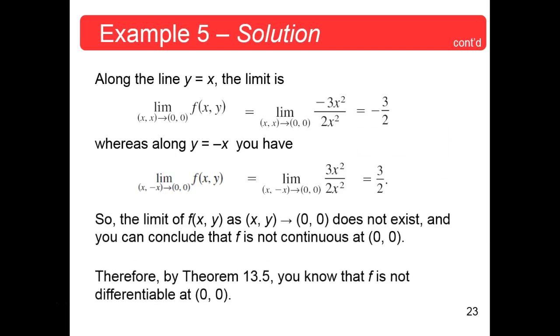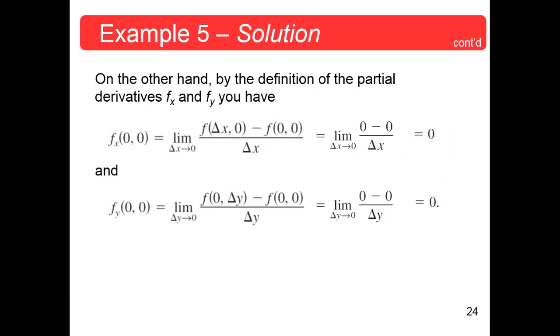And that's, on the other hand, by definition of the partial derivatives, going back to the definition with the limit, as long as that delta x in the denominator and delta y in the denominator are not 0, just approaching 0, then both of these are 0. Okay? So the partial derivatives do exist, but it's not differentiable. That's what his point is. Just because the partials exist doesn't guarantee it's differentiable.